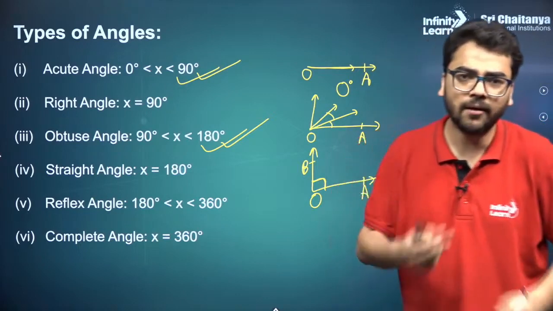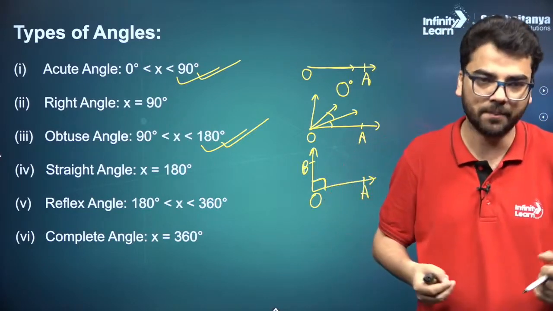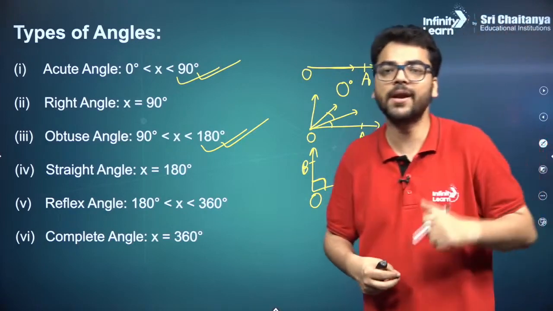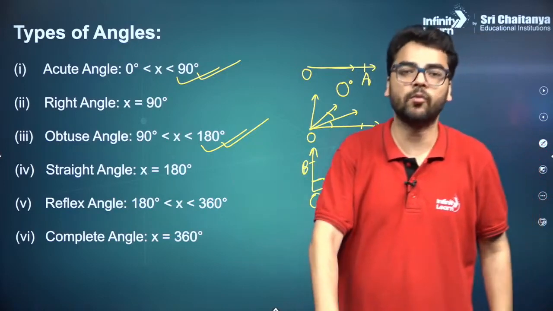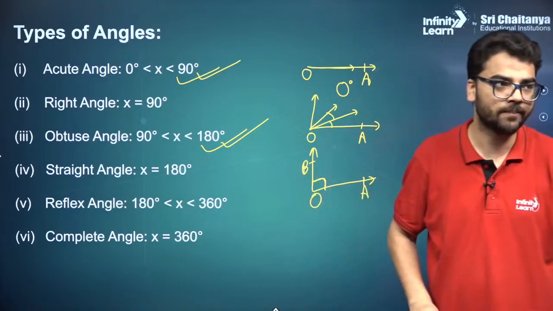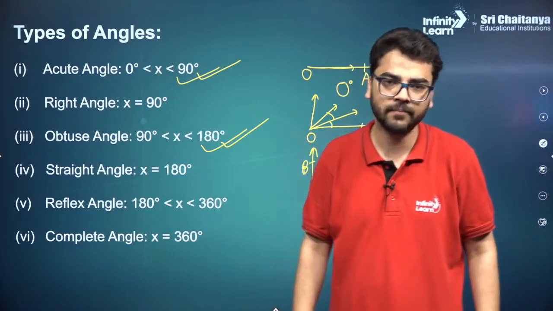No, obviously, Bimla, there is one concept of solid angles as well. That happens in a 3-dimensional plane. But right now we are talking about the 2-dimensional plane only. Plane angles we are talking about. So only 2 rays will be used. I hope it is clear, Bimla.